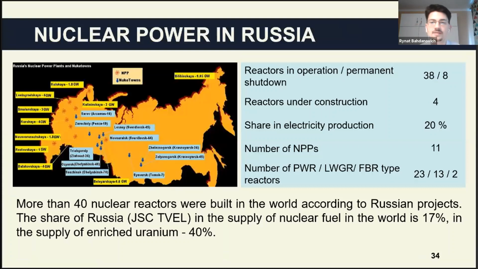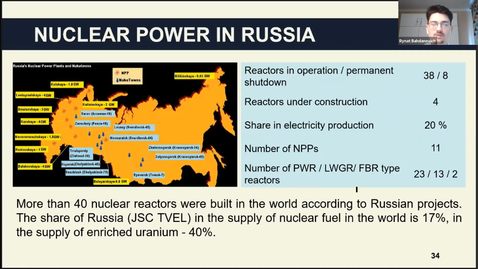Russia is a leading country in nuclear energy. It built many reactors of VVR and RBMK types. Today there are 38 reactors in operation, 8 reactors in permanent shutdown in Russia, 4 reactors under construction. The share in electricity production is around 20%. There are 11 nuclear power plants in Russia. You can see them on this picture.